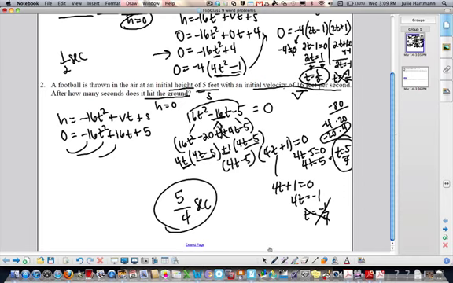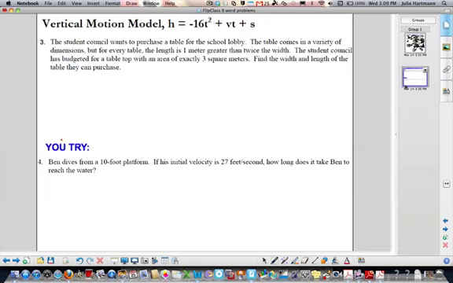So there you go with example number 2. Alright, we have one more example. Number 3. The student council wants to purchase a table for the school lobby. The table comes in a variety of dimensions, but for every table, the length is 1 meter greater than twice the width. So right there, this is not a vertical motion, okay? So we don't need that formula.